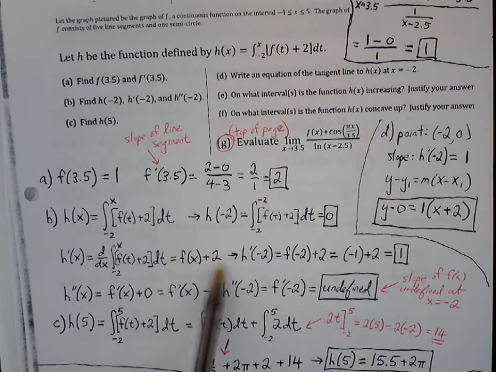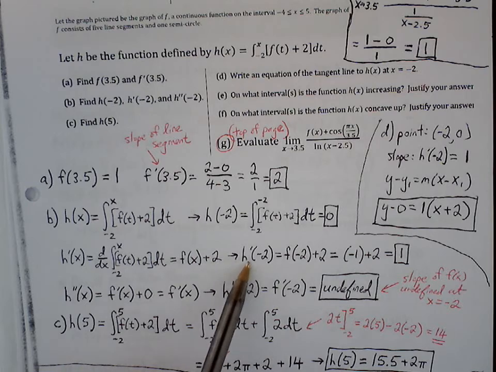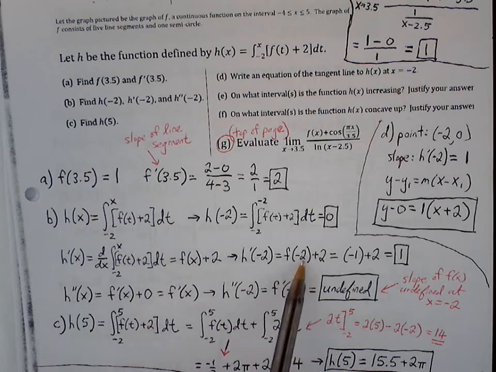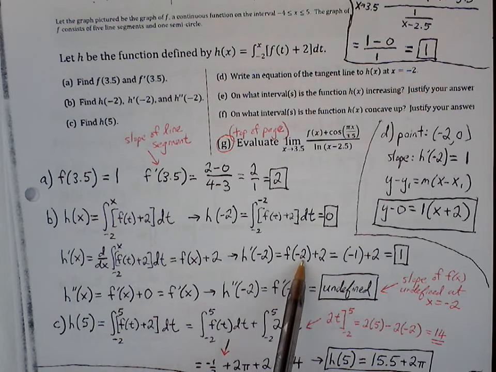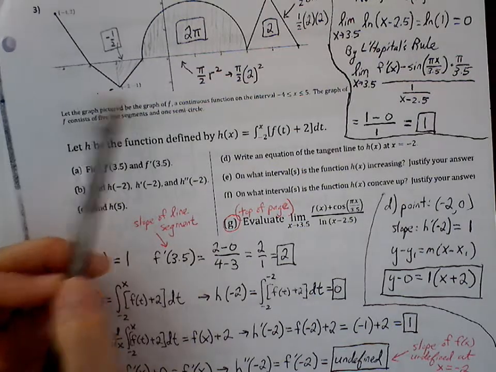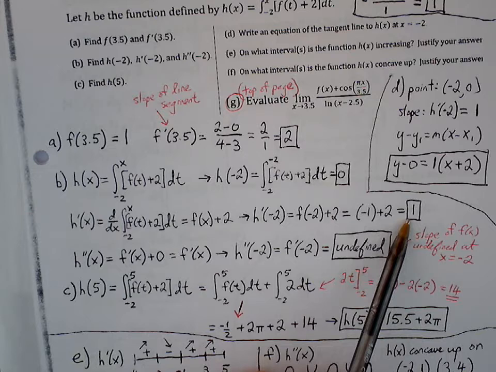f of x plus 2, so if we want to find h prime of negative 2, we just replace x with negative 2, so we get f of negative 2. So if we look at our graph, f of negative 2 is just going to be negative 1. So we get negative 1 plus 2, which is 1.